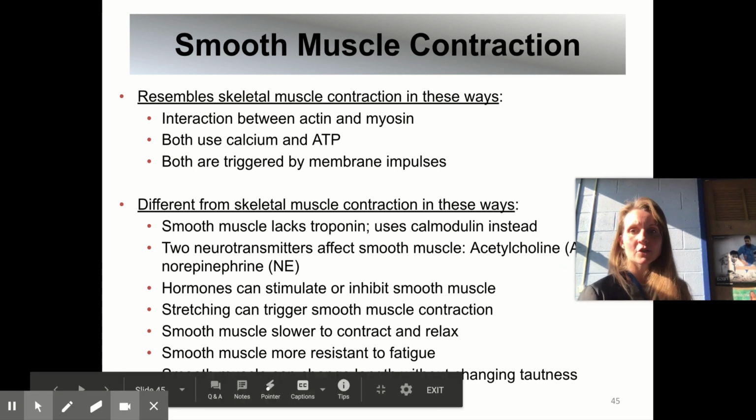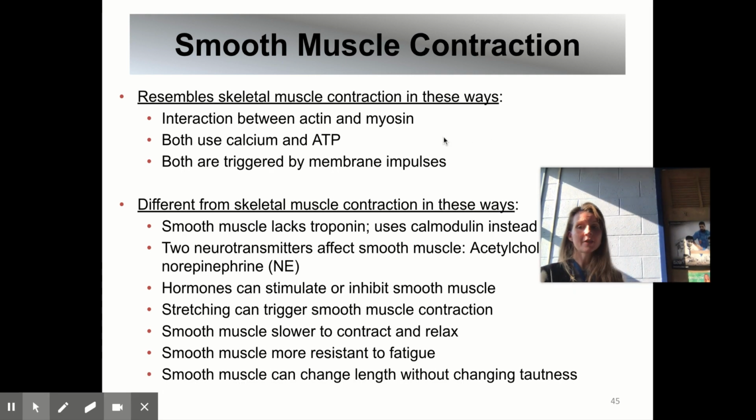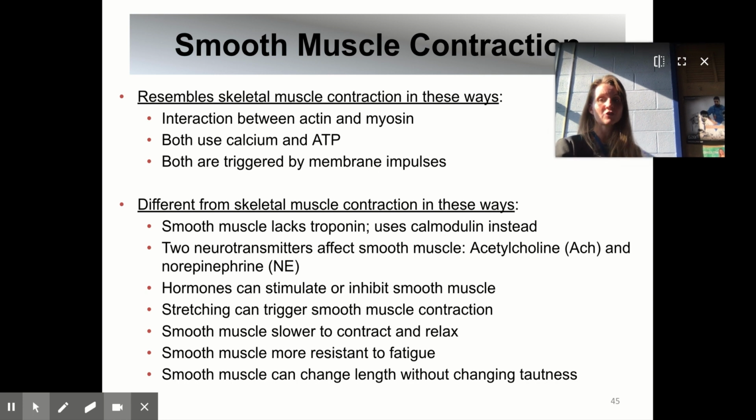Right. So smooth muscle contraction is similar to a skeletal muscle contraction, right? Because they both have actin and myosin. They both use calcium ions and ATP, and both of them are triggered by membrane impulses, right? But here are some differences. So smooth muscles lack troponin, right? And they have something similar that prevents the cross-bridging, which is calmodulin.